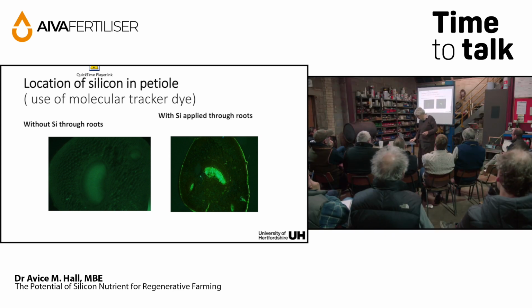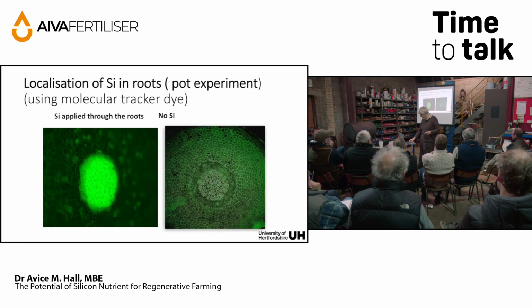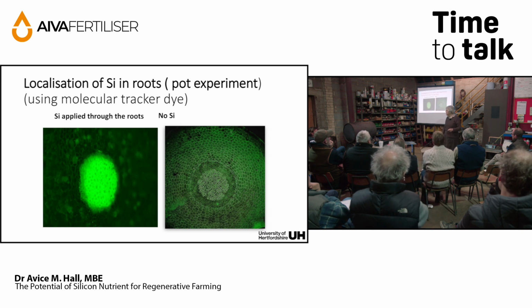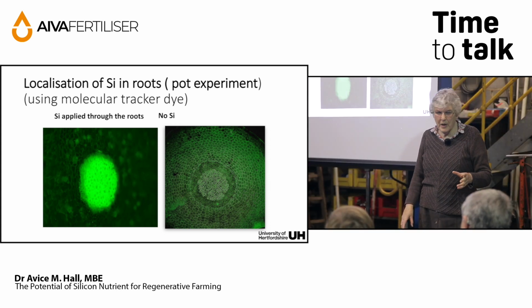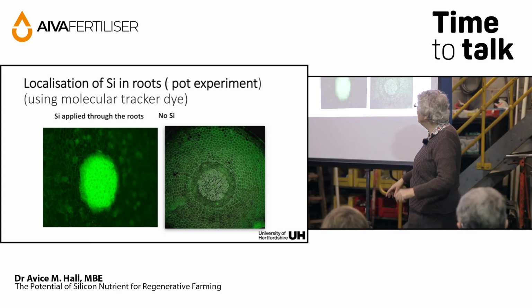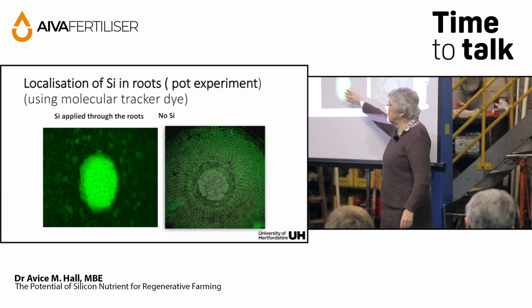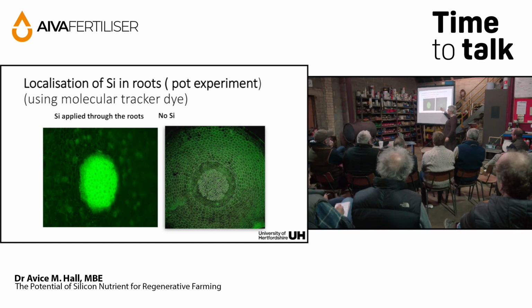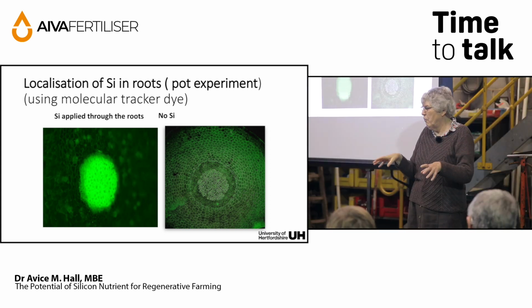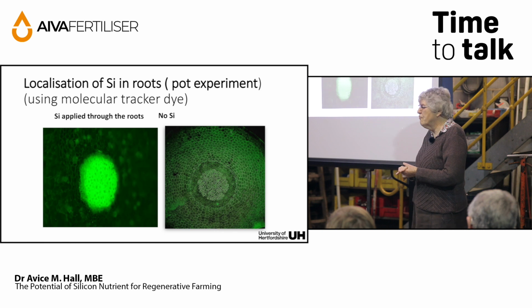Now, this next one does confirm what I think. This was done in a pot, okay? This was done in a pot, and when the silicon was applied to the medium in the pot, it deposited in this xylem, but here is just a cross-section of a root. The pale green is the amount of silicon that the plant had got anyway.